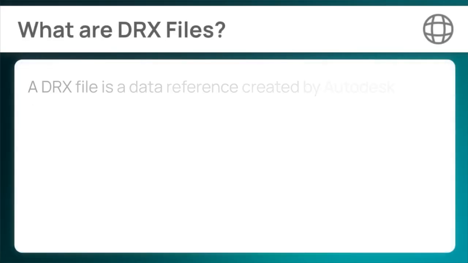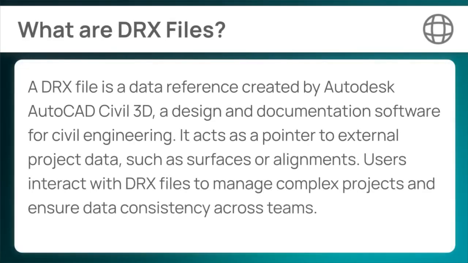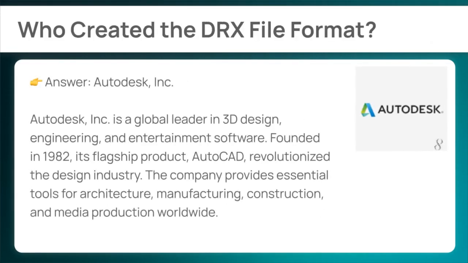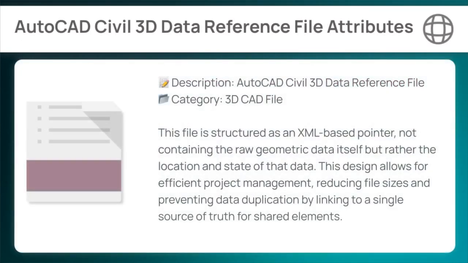A DRX file is a data reference created by Autodesk AutoCAD Civil 3D, a design and documentation software for civil engineering. It acts as a pointer to external project data, such as surfaces or alignments. Users interact with DRX files to manage complex projects and ensure data consistency across teams. This file is structured as an XML-based pointer, not containing the raw geometric data itself, but rather the location and state of that data. This design allows for efficient project management, reducing file sizes and preventing data duplication by linking to a single source of truth for shared elements.